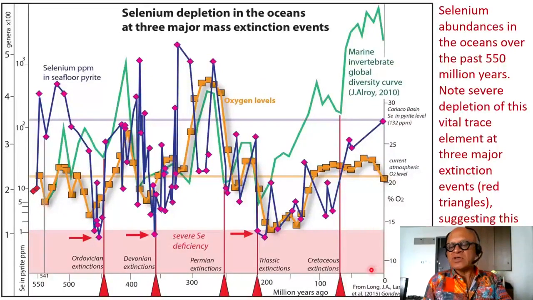So the paper here, from Gondwana Research, argues that there is isotopic evidence that selenium in parts per million in the seafloor pyrite always drops just before the mass extinctions. Okay, so selenium abundances in the oceans over the past 550 million years. Note severe depletion of this vital trace element at 3 major extinction events, which are shown in these red triangles. Actually, they are also here, suggesting this was a possible factor in these extinctions.